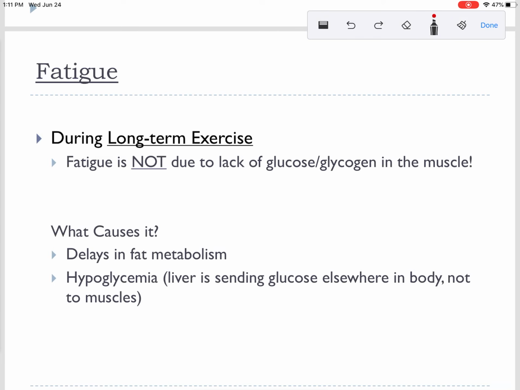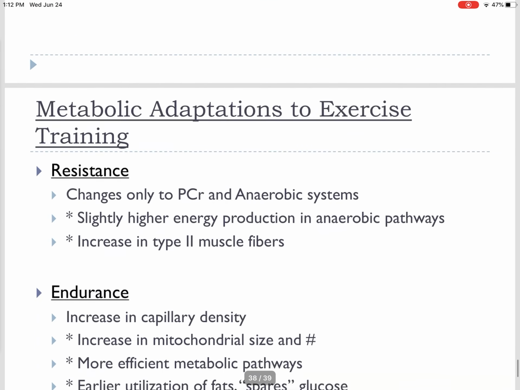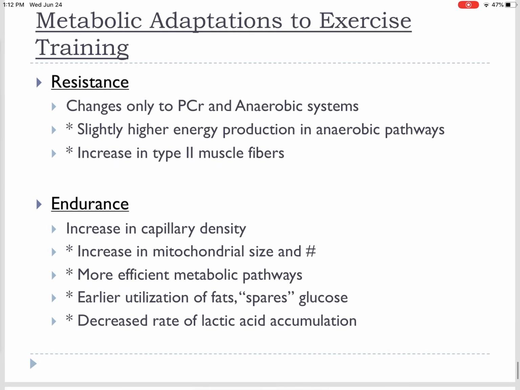So as I just said, fatigue during a long-term exercise is not due to a lack of fuel, because we have tons of fuel. There's something else. I'm just going to leave it at that. I think we're going to learn a lot more about this in the coming years. What we've learned is that during a long endurance exercise, fatigue doesn't happen because there's not enough fuel available. You got tons of muscle glycogen. It's just that we're not quite able to use it.